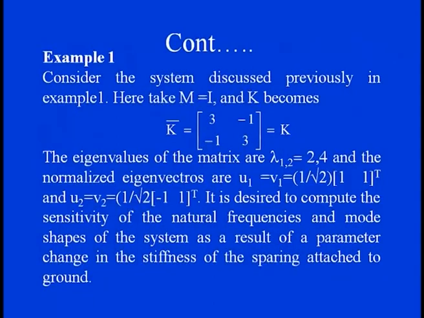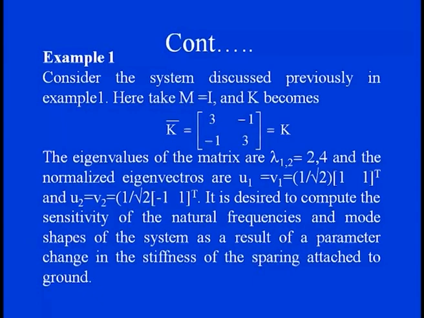Now lastly, we are taking one example in which we consider the mass m, which is the same example we discussed in the last chapter, the last numerical. We have the stiffness matrix K as [3, -1; -1, 3], so that the inverse becomes the same. So, we can calculate the eigenvalues for such an undamped system. It is lambda 1, 2 equals 2, 4, and the normalized eigenvector can also be calculated as u1 equals v1, which is 1 by root 2 times [1, 1] transpose.